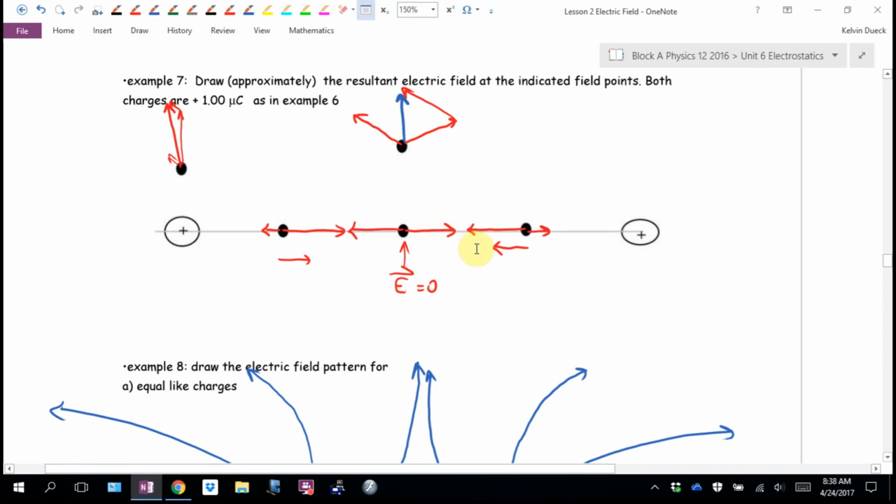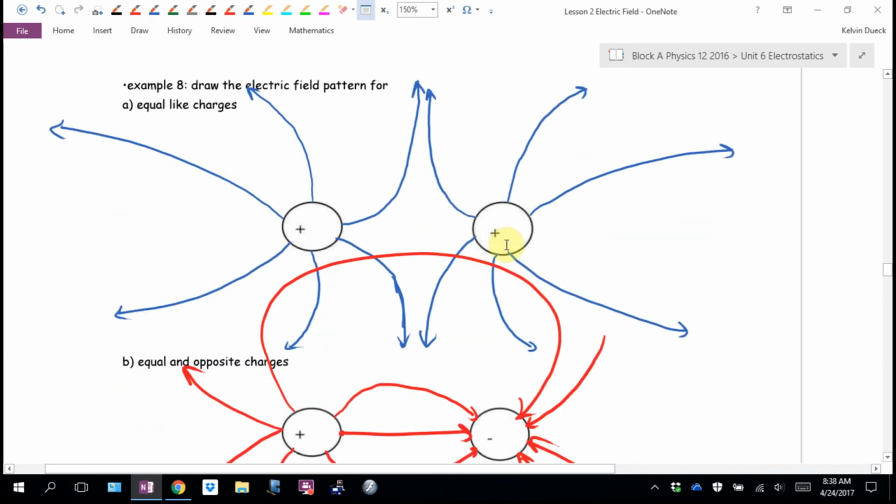We said that you can represent electric fields with lines, electric field lines. The arrows tell you the direction of the electric field, which means if it's a positive charge causing the electric field, arrows will always point away. If it's a negative charge causing the electric field, arrows will always be pointing towards.